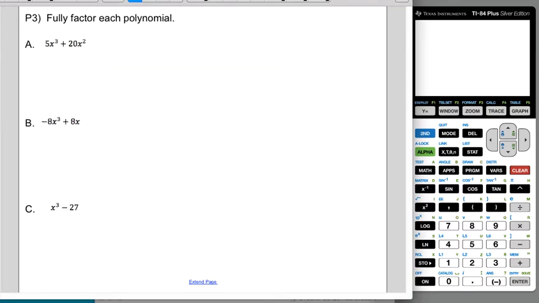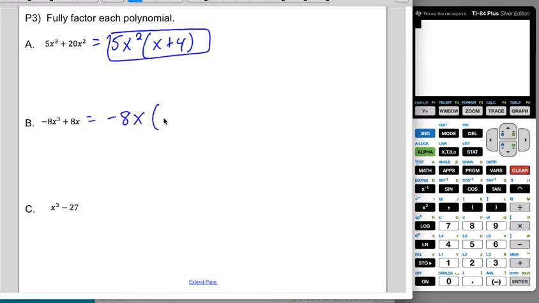So moving forward, go ahead and try a P3. So you're going to go ahead and factor this. Feel free to pause me if you want. So first thing I do is look for a GCF. I find that I could take out a 5x squared, and I am left with an x plus 4, and that's it. For the second one, I see that I can take out a negative 8x, and what seems to be left is an x squared minus 1. Well, that's a difference of squares. So I get negative 8x, and then x plus 1, x minus 1.